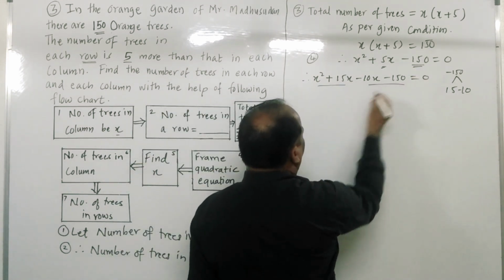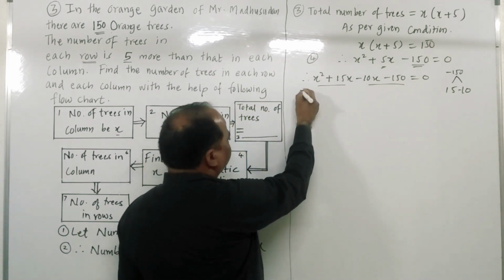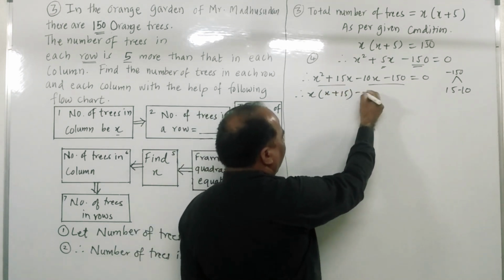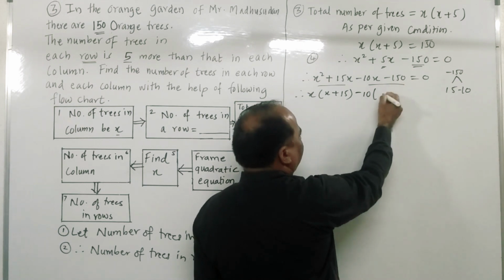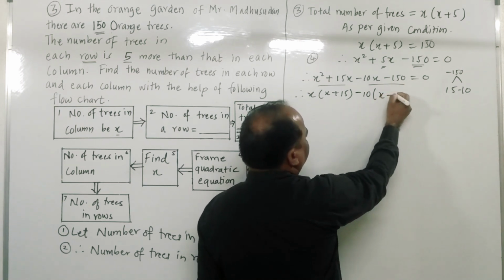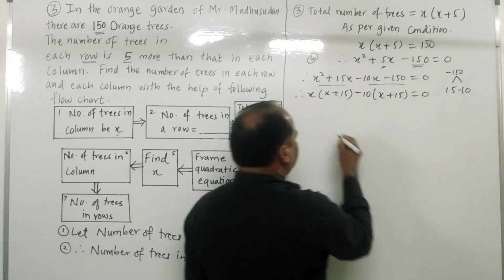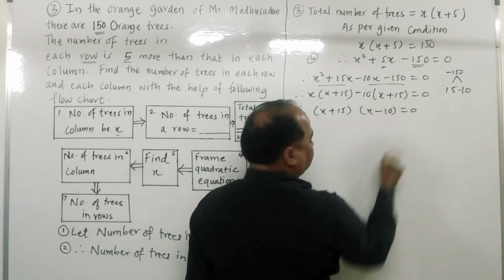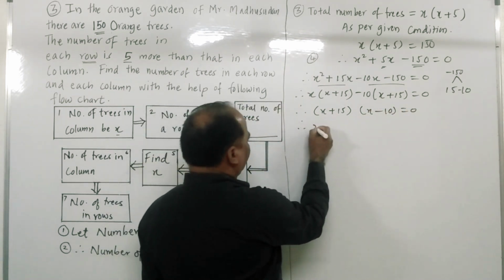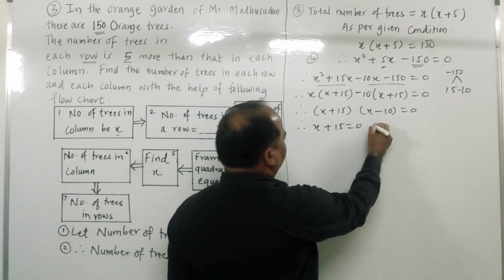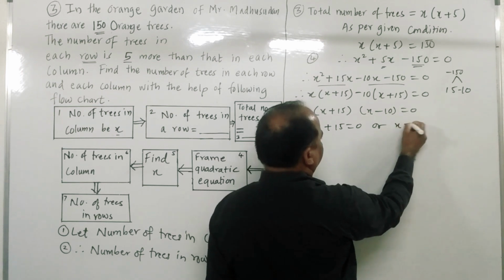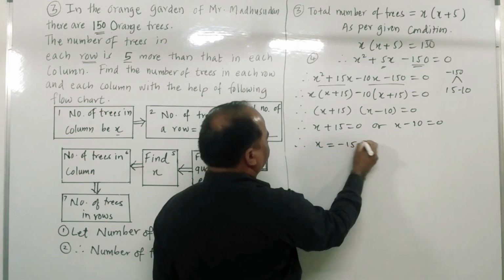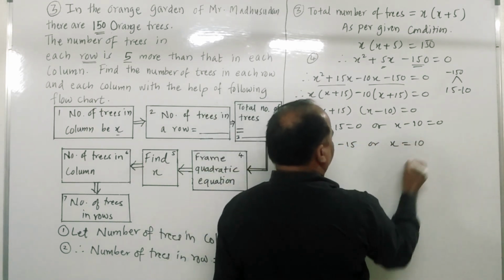Make the group of two terms and take common. Here in the first two terms x is common, so x plus 15 in the first bracket, minus 10 common here, 10 into 15 is 150, so x plus 15 is equal to 0. So in the first bracket x plus 15 and in the second bracket x minus 10 is equal to 0. Therefore x plus 15 is equal to 0 or x minus 10 is equal to 0. Therefore, x is equal to minus 15 or x is equal to 10.